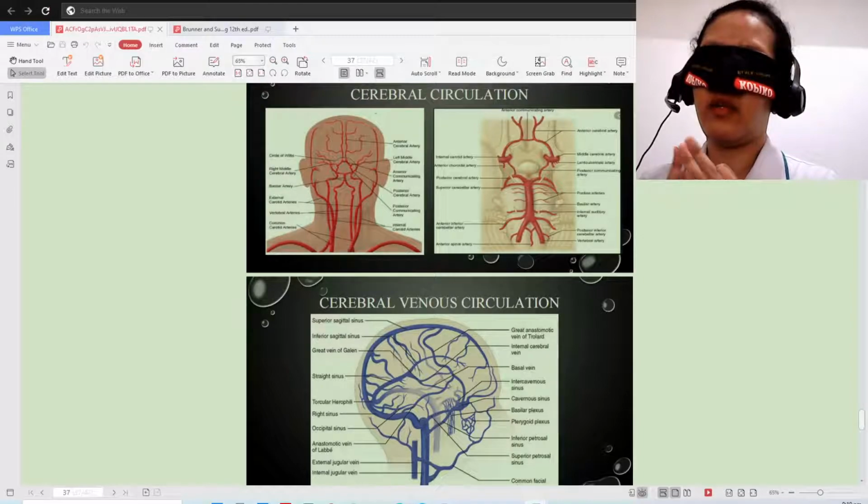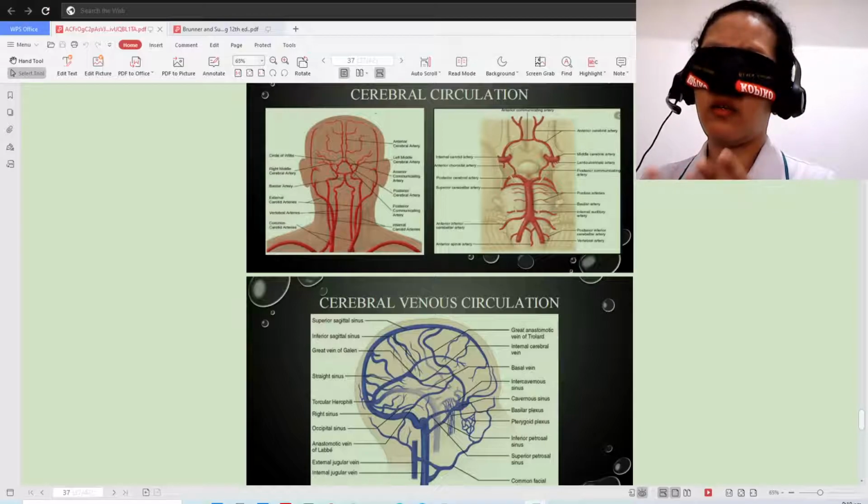Then vertebral arteries, major arteries of the neck. It originates from the subclavian artery. Then the external carotid artery supplies blood to the face and neck. Then the basilar artery supplies blood to the brainstem and the cerebellum.